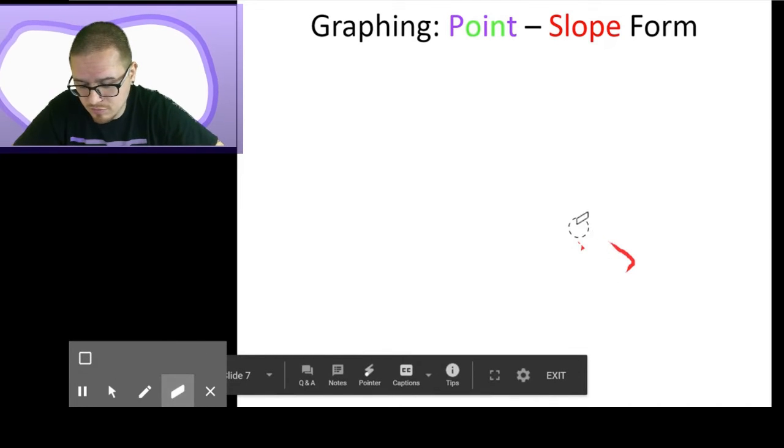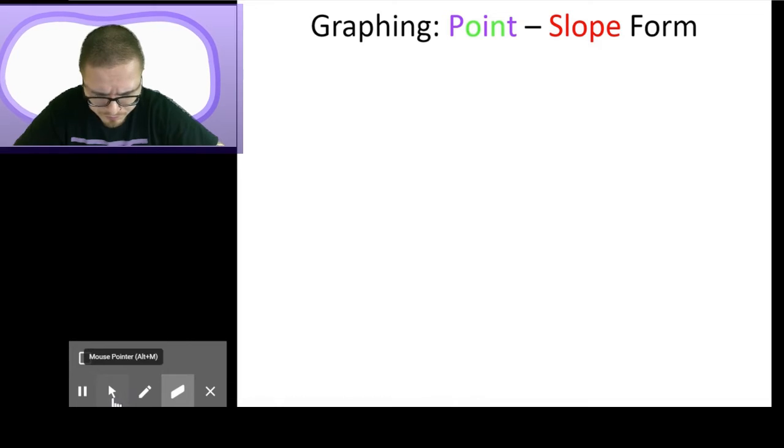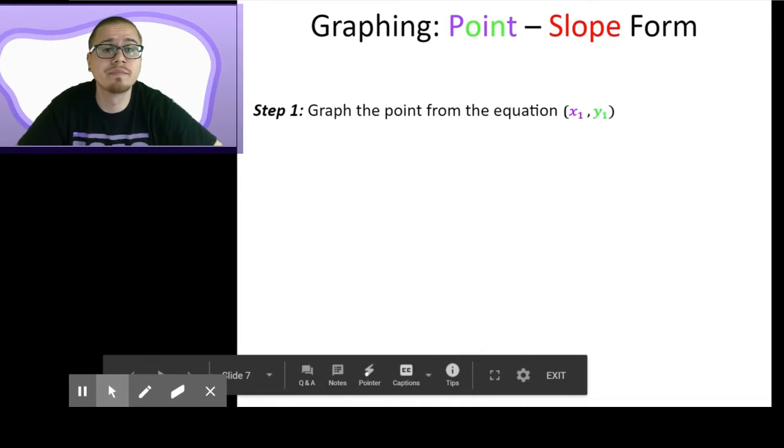Let's get that eraser tool real quick. I gotta learn these shortcuts for Screencastify.